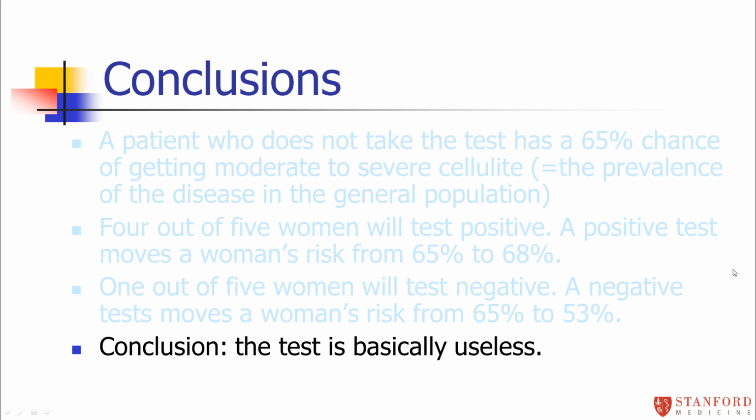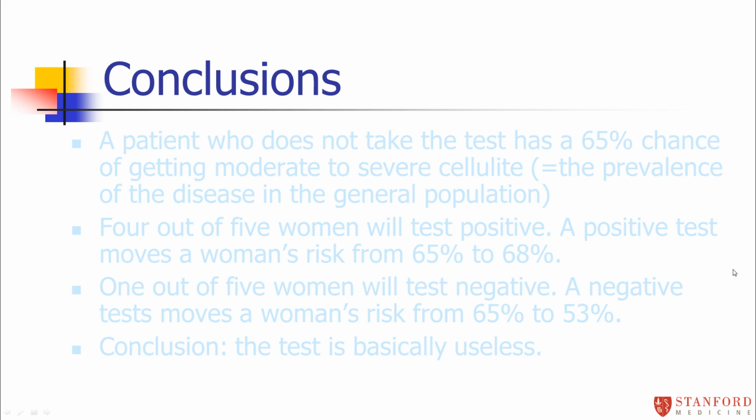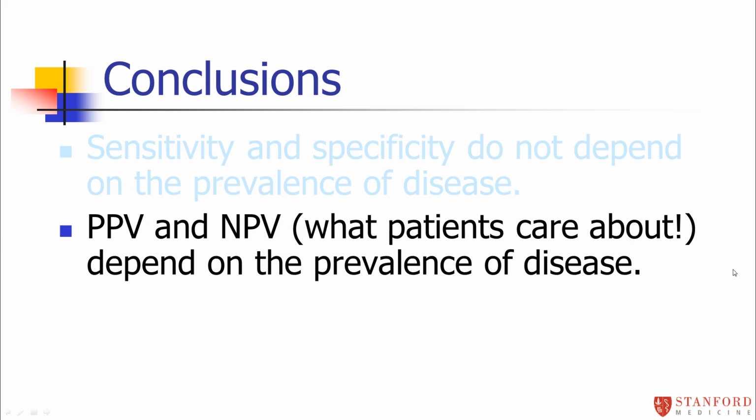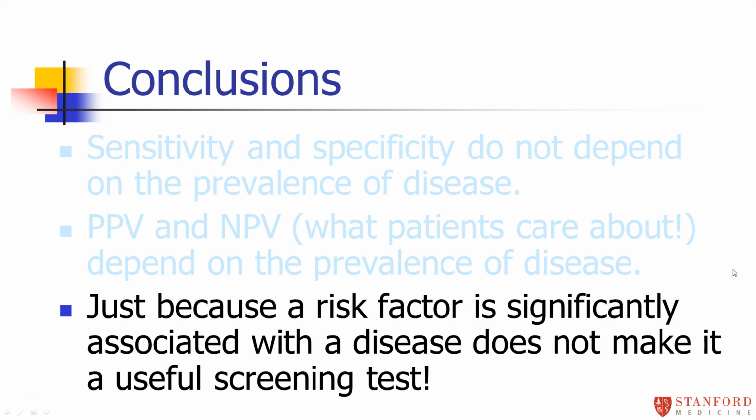So it's not the most useful test in the world, but it's a really fun example for illustrating diagnostic testing and Bayes' rule. And just to conclude this module, again, sensitivity and specificity don't depend on the prevalence of the disease, but positive predictive value and negative predictive value do depend on the prevalence, so make sure that you're always incorporating that correctly as we did in the example today. And finally, this genetic variant was significantly associated with cellulite. You can see from the example today, though, that just because something is significantly associated, that doesn't mean that it's going to make a useful screening test. So always keep that in mind.